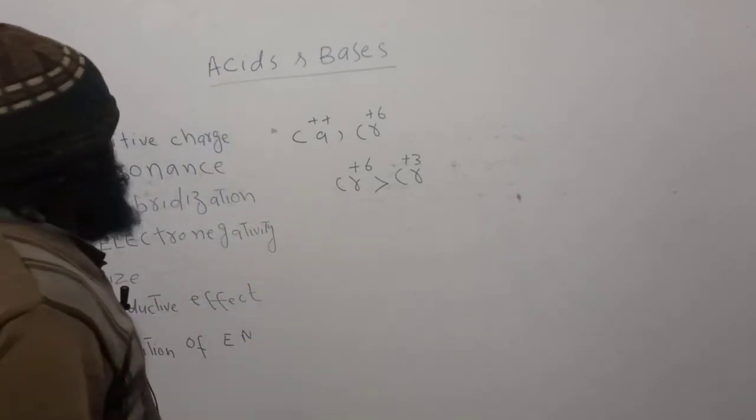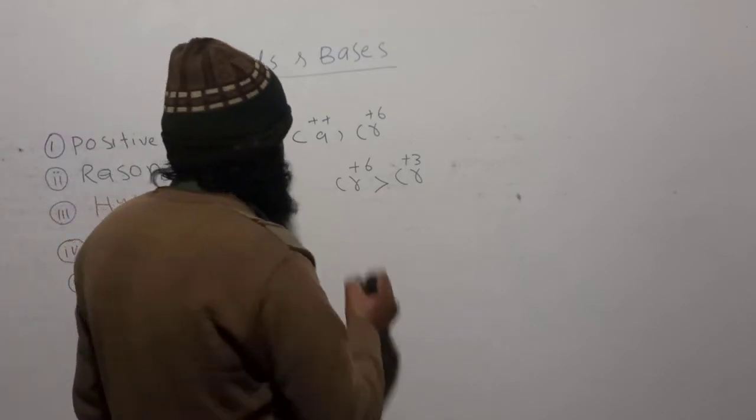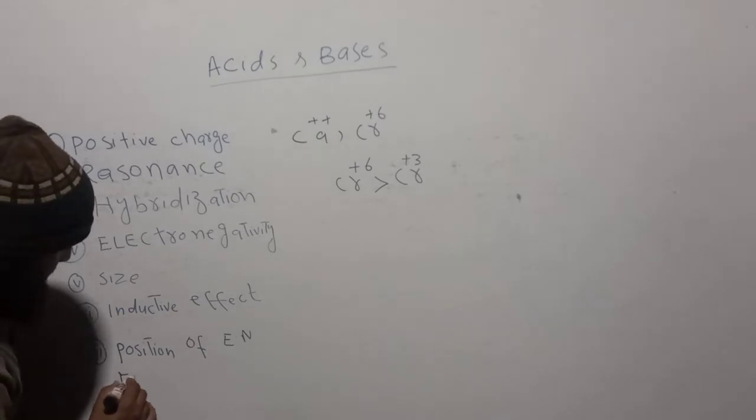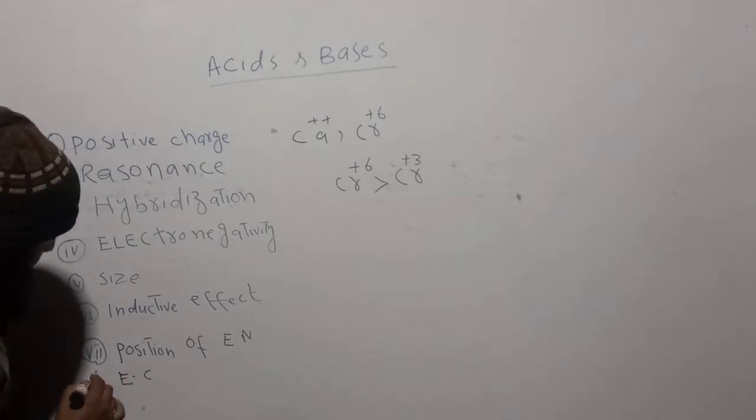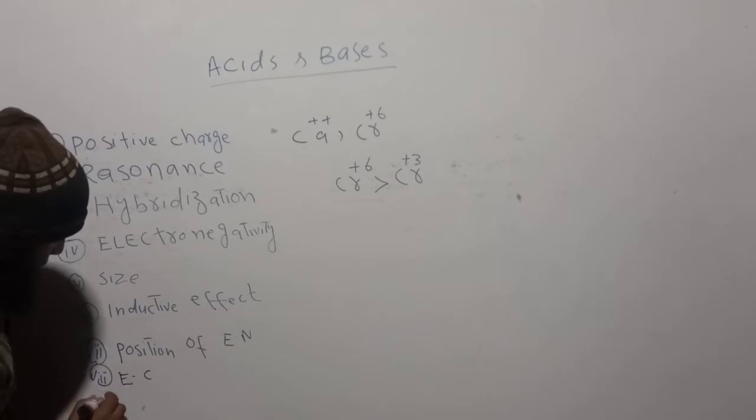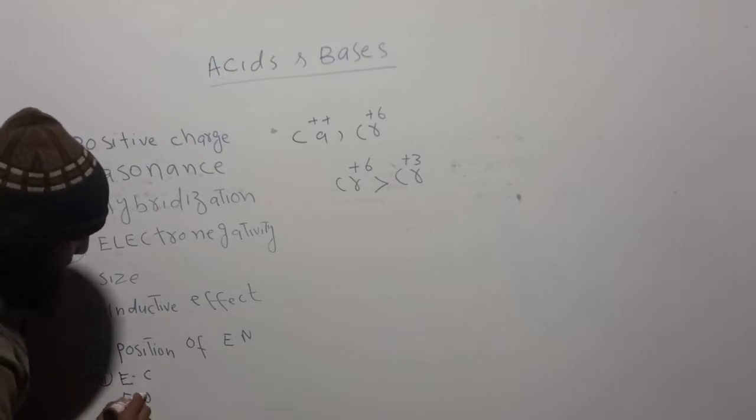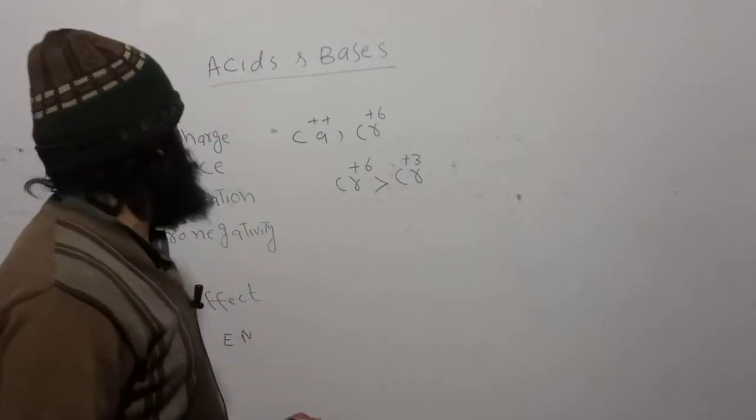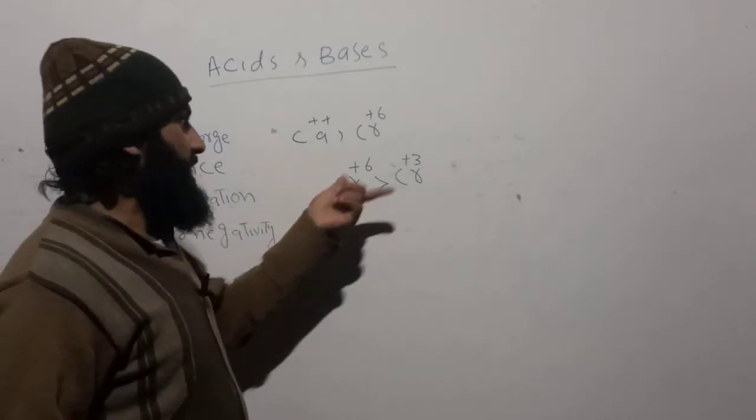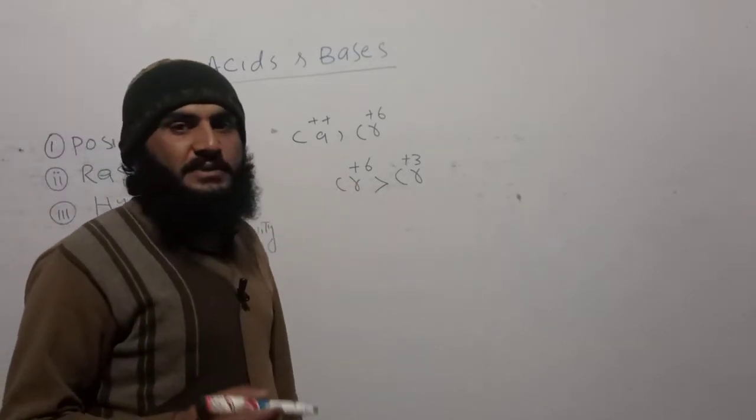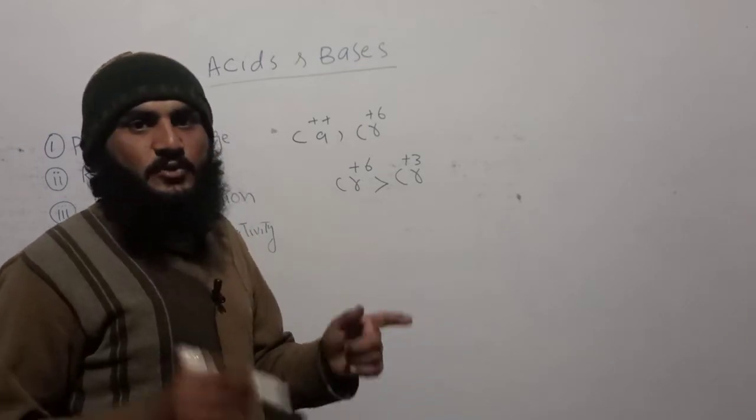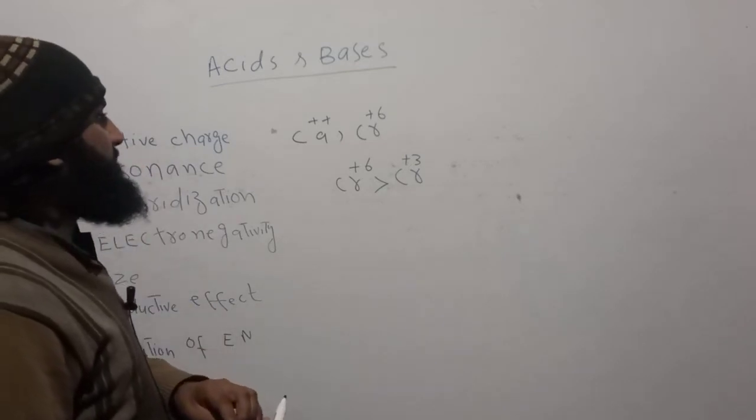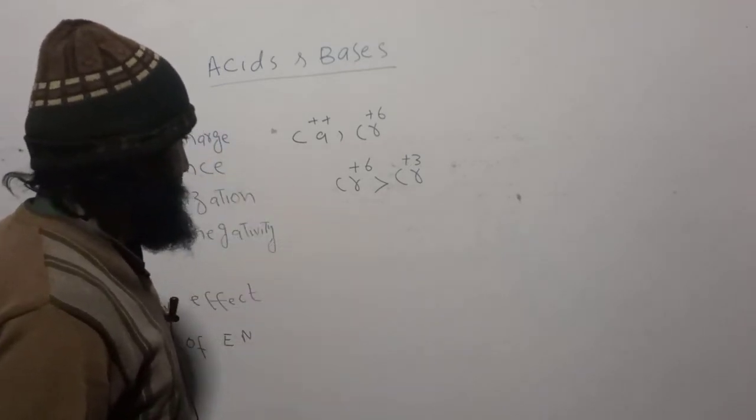Number 1. Number 2, electronic configuration, and also electron density. So positive charge: a species having more positive charge will be acidic in nature compared to a species which has less positive charge. So this was the first trick, and you can solve such examples here.